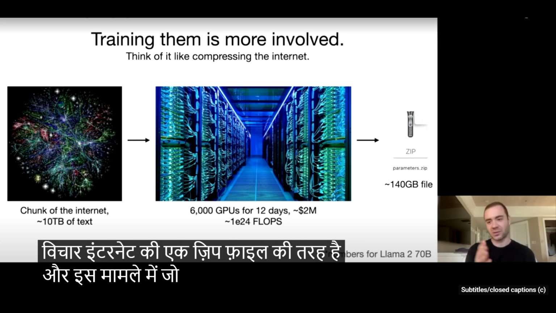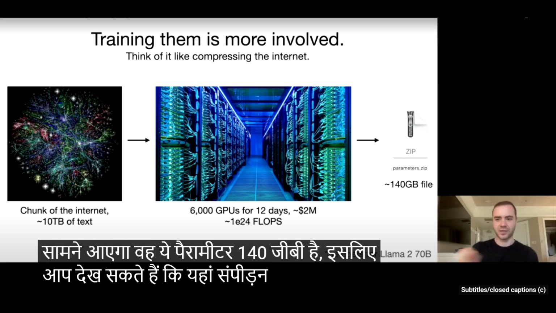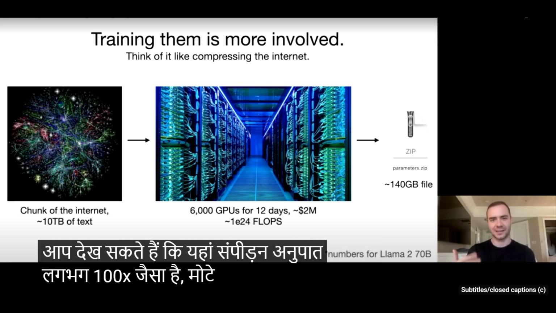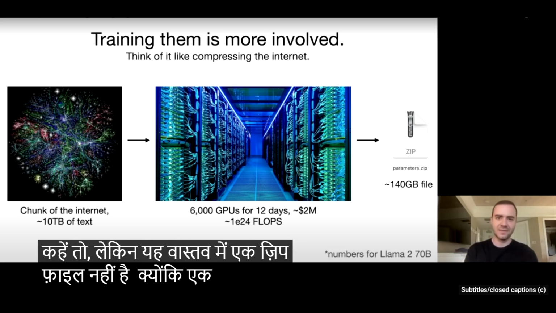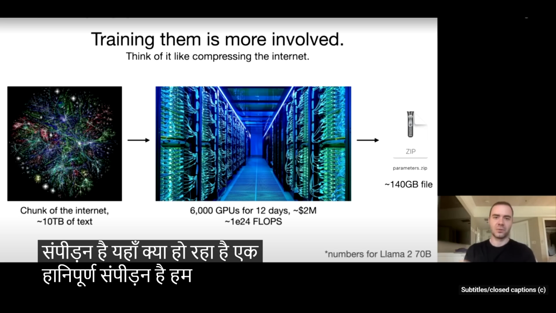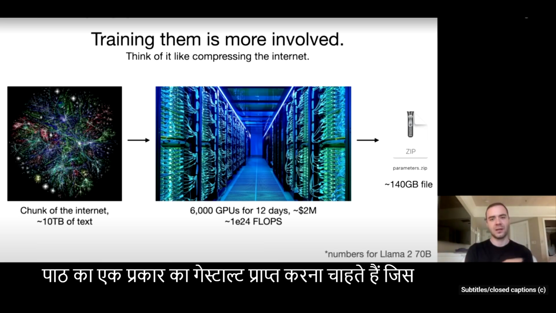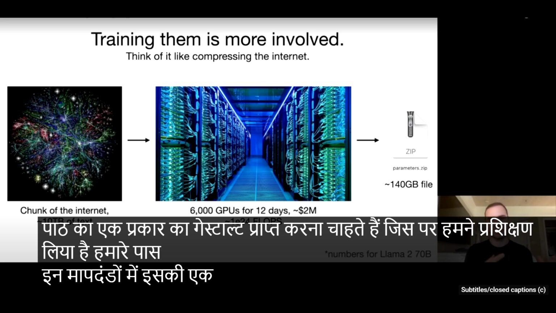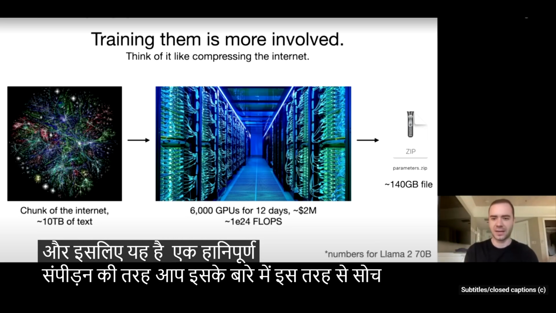In this case, what would come out are these parameters, 140 gigabytes. So you can see that the compression ratio here is roughly 100x, roughly speaking. But this is not exactly a zip file, because a zip file is lossless compression. What's happening here is a lossy compression. We're just getting a kind of gestalt of the text that we trained on. We don't have an identical copy of it in these parameters. So it's a lossy compression. You can think about it that way.